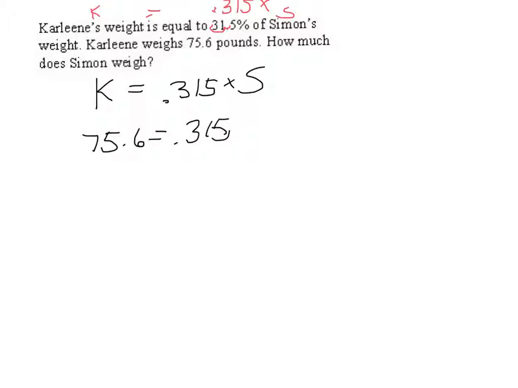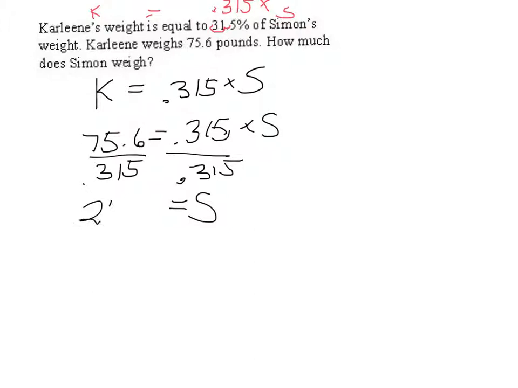Okay, times S. So all I have to do is divide both sides by that really pretty 0.315. Not very good at 5s with the stylus yet either. I'll get better. And I get S equals 240 pounds. Okay, I don't know if I expected it to be that much.